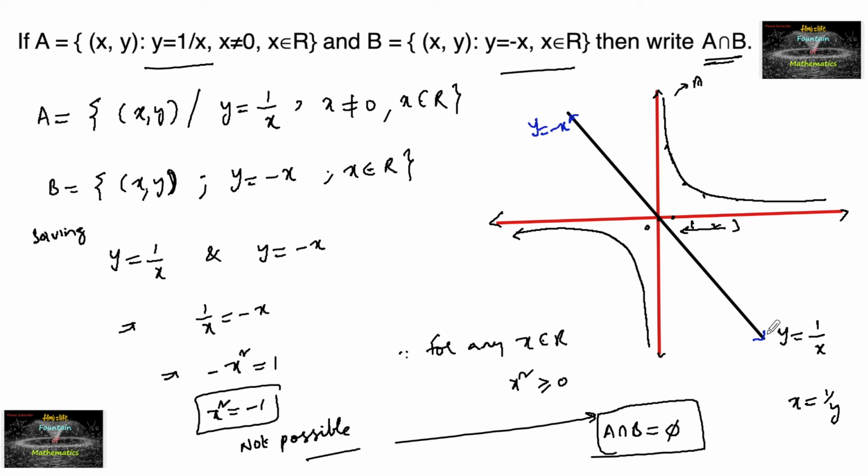So clearly we can say that this line will not cut the set A graph. So we can come to the conclusion that their intersection is empty. As the line y is equal to minus x will not intersect the graph y is equal to 1 upon x, we can conclude that their intersection is empty.